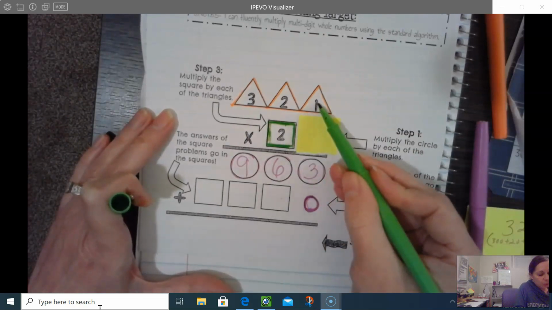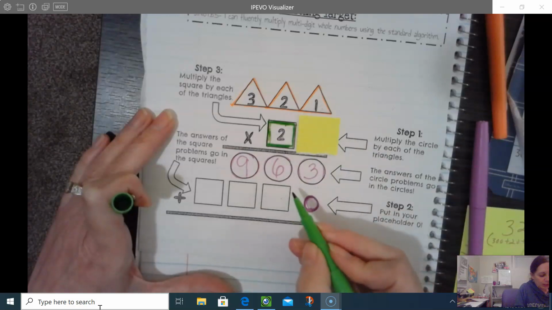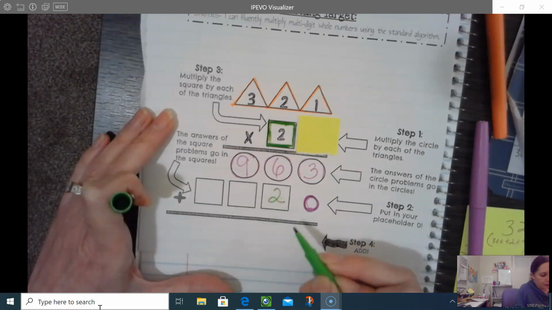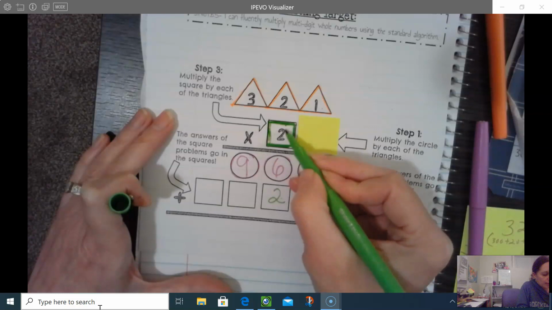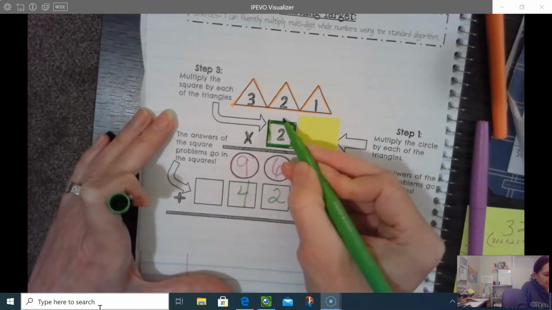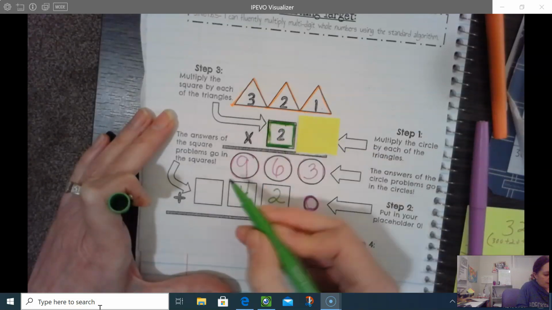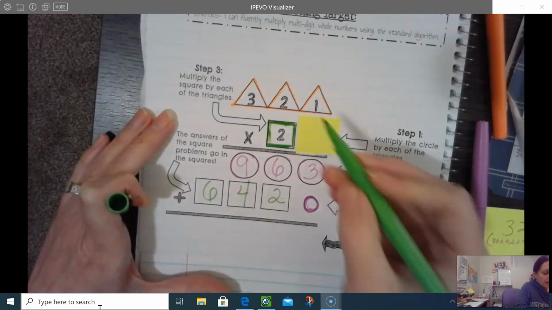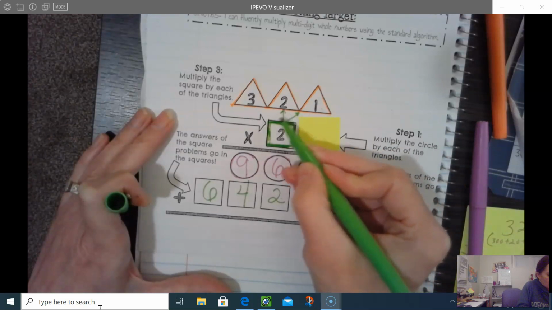2 times 1 is my little mini problem, 2 times 1. If I'm not sure, I'm going to use that multiplication chart, but 2 times 1, that's a 2. Then I multiply 2 times 2 right here. That's going to be a 4. And then I'm going to multiply 2 times 3. That is a 6. And it might even be helpful for us to do these little arrows right here.